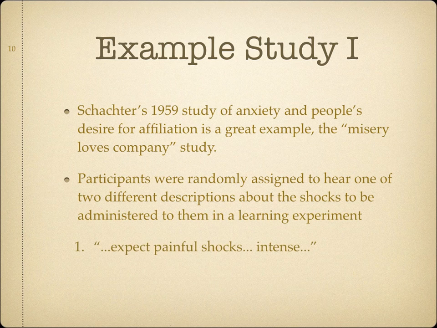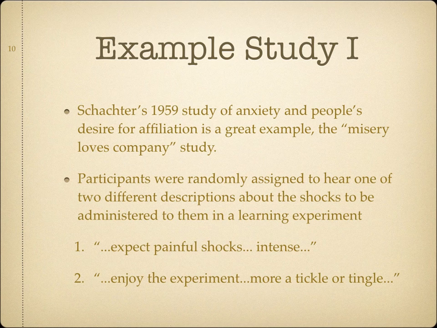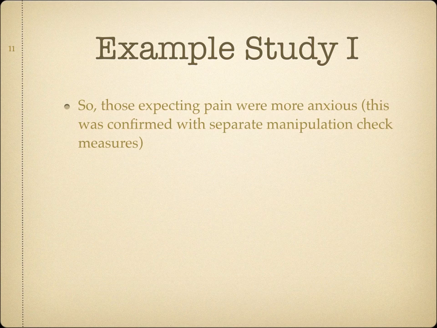They're told either that the shocks are to be expected to be painful and intense, or they're told that they should be expected to enjoy the experiment and the shocks are more of a tickle or a tingle. Obviously, you know which one you would rather be told if you're getting ready to go into an experiment where there's some kind of electrical shocks going on. So those expecting pain were expected to be, and actually measured to be, more anxious. This was confirmed through what's called a manipulation check measure, and your book talks about manipulation checks in some detail.